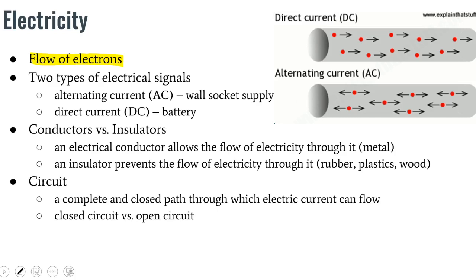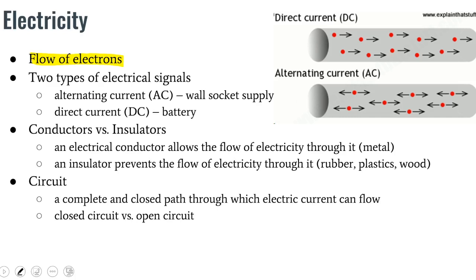And depending on the flow of these electrons, we can categorize these electric signals into two. One is what we call alternating current, and the other one is called direct current. So AC or alternating current is what you get through the power supply from your wall socket at your home or an office. Direct current or DC is what we get from battery powered devices or from batteries.